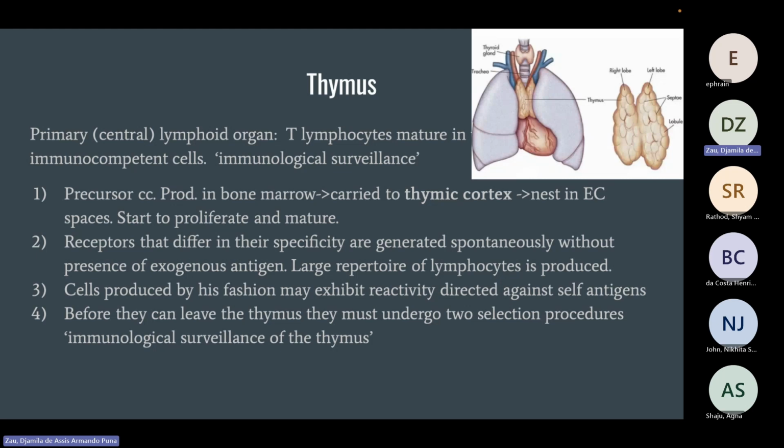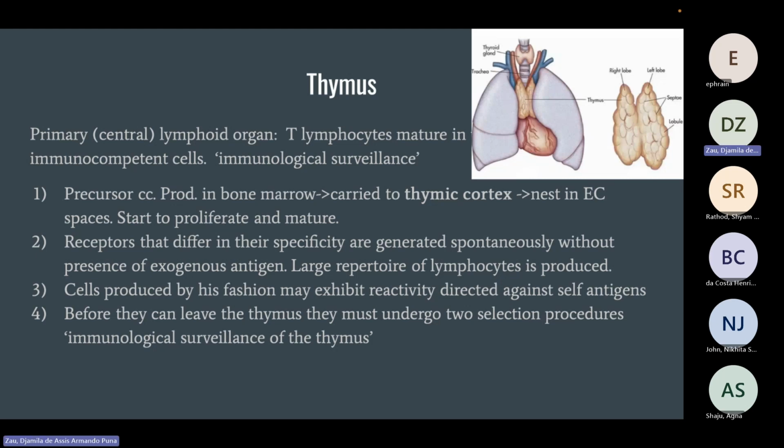These lymphocytes will contain receptors, and these receptors are going to differ in their specificity. Now, these receptors are generated spontaneously without there being an exogenous antigen. The receptors are very important because with the receptors, the cells are able to recognize antigens. The antigens will bind to the receptors. So again, one of the things that happens in the thymus is that the lymphocytes come, they proliferate, they mature. Second, they develop their receptors, which is important for them to recognize the antigen.